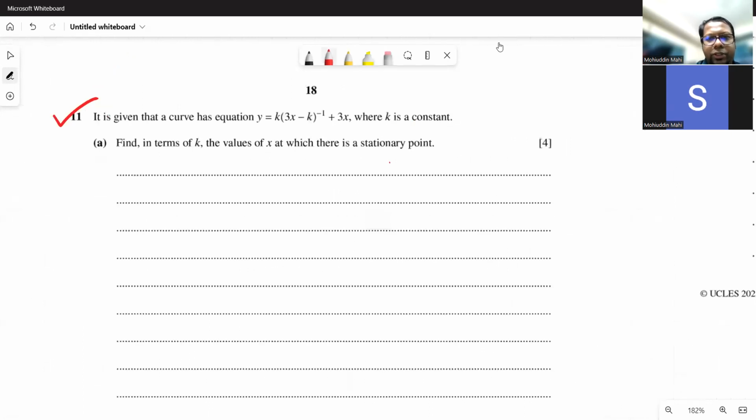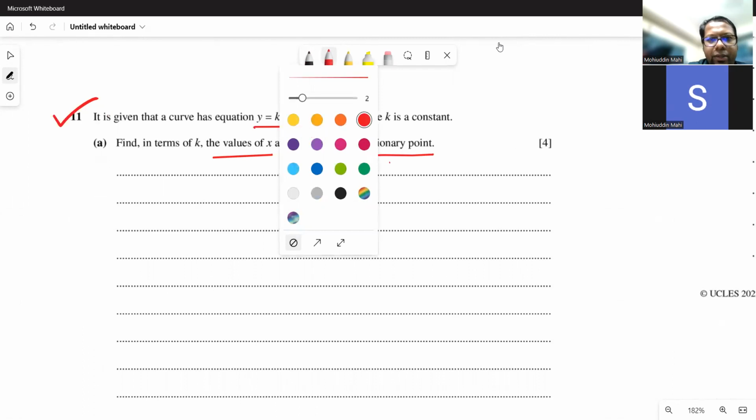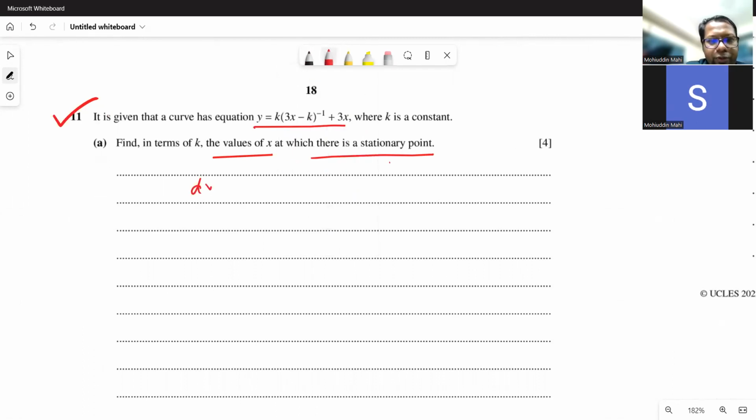Okay, so this is the last question, question 11. It is given that a curve has an equation, where k is a constant. Find, in terms of k, the values of x at which there is a stationary point. So we know that for finding a stationary point, at first we need to differentiate the function to apply the formula. And for a stationary point, the value of dy by dx is going to be 0.